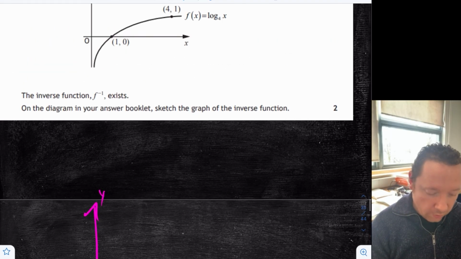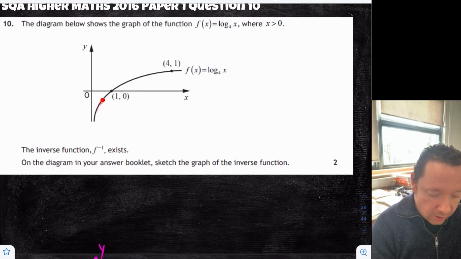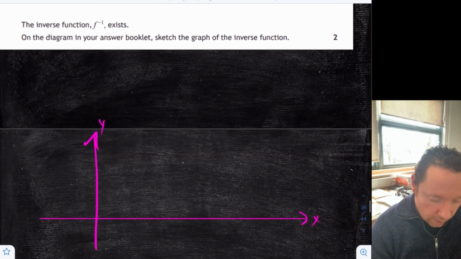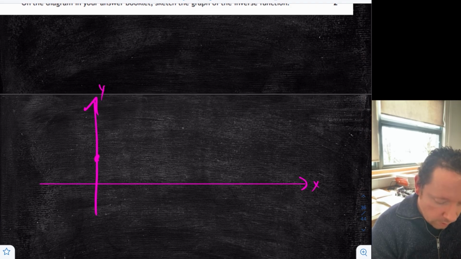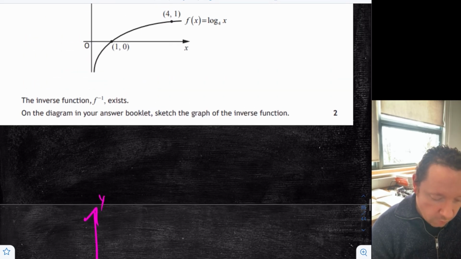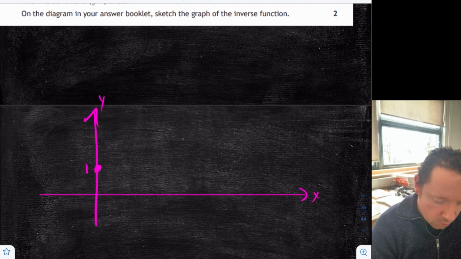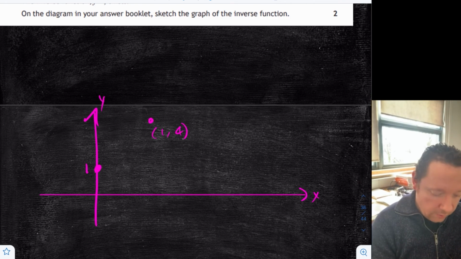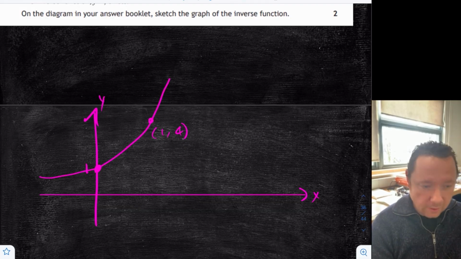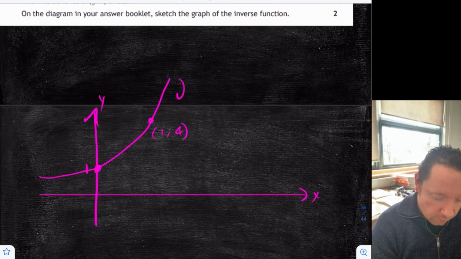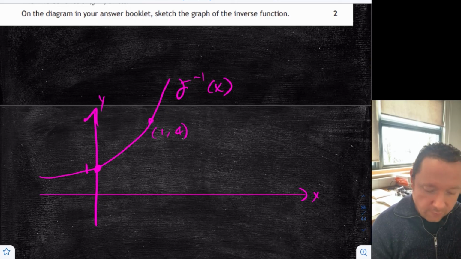and you should know that a log graph's inverse is the exponential. It reflects in the line y equals x. So for these points, you can just switch the order. So 1, 0 becomes 0, 1, and 4, 1 becomes 1, 4. So I can note 0, 1 on the y-axis, and it was 4, 1, so along 1, up 4. Let's just draw it there. And there's our 2 points, and then all you need to do is draw your curve. And you can note that that is f inverse of x, f to the minus 1 of x.